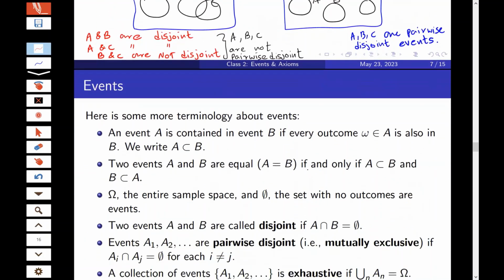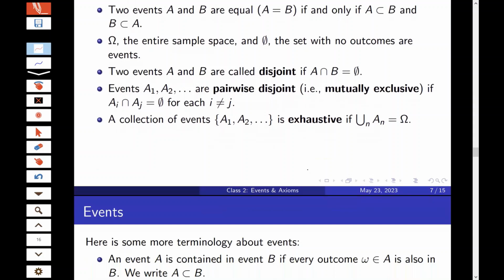And the last terminology is exhaustive event. If the collection of events A1 to AN is exhaustive, it means if you take the union, then the union will make the entire sample space. So if you take union A1, union A2, all the way to union AN, okay, infinitely many, you will get the entire sample space. That means if that happens, then we say this collection of events is exhaustive.